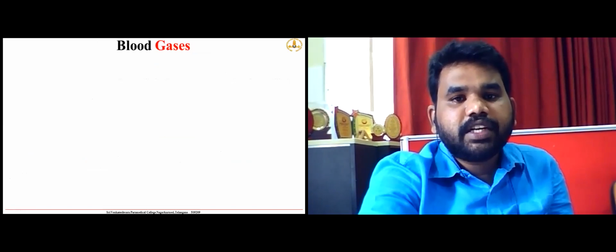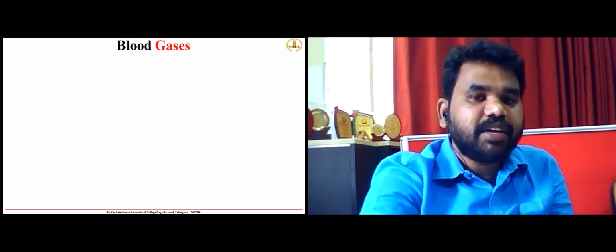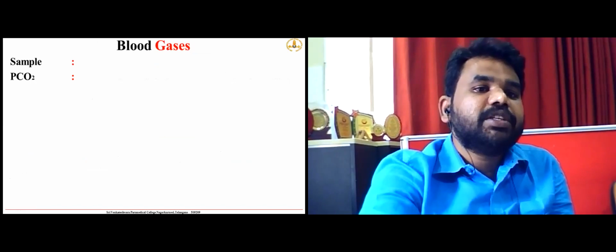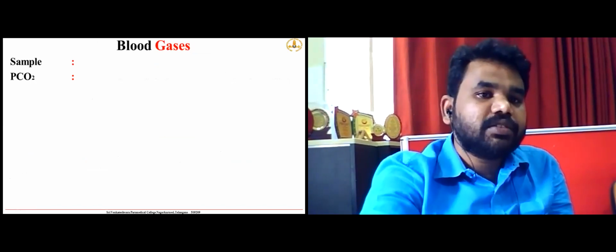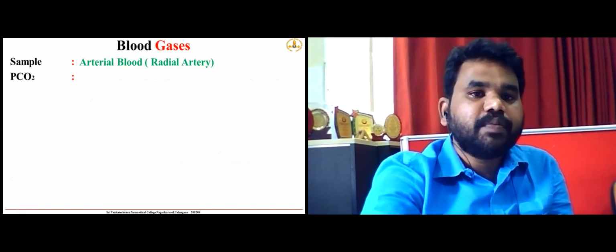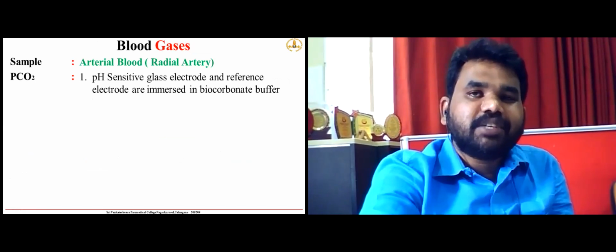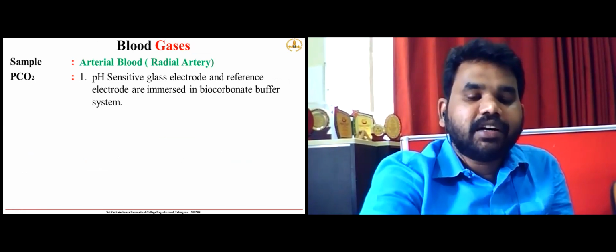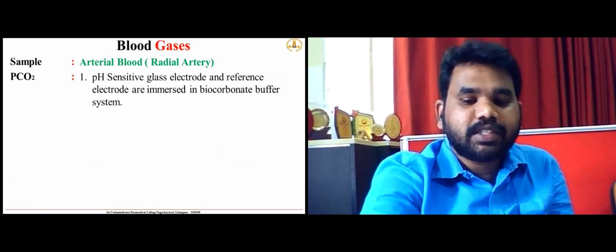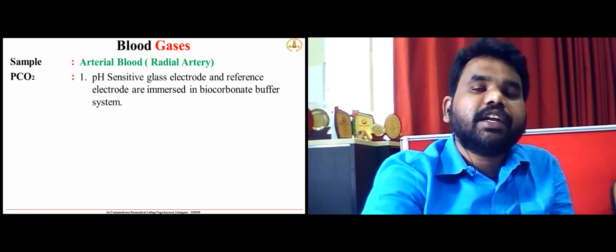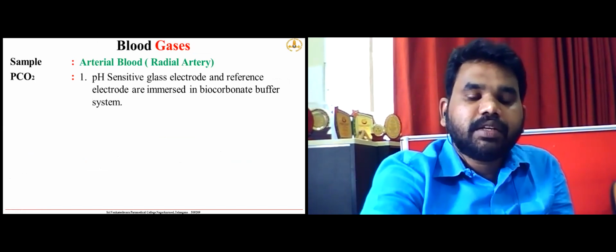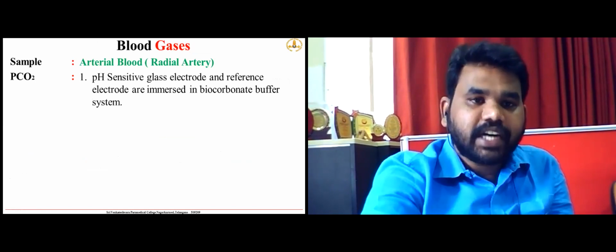Now the next test is blood gases. In the blood gases, we are measuring the pressure of carbon dioxide and the pressure of oxygen. First, let's see the PCO2. The sample we collect here is arterial blood, collected from the radial artery, and sometimes from the brachial artery or the femoral artery. When the radial artery is not feasible, we select the brachial or femoral artery as a second option.